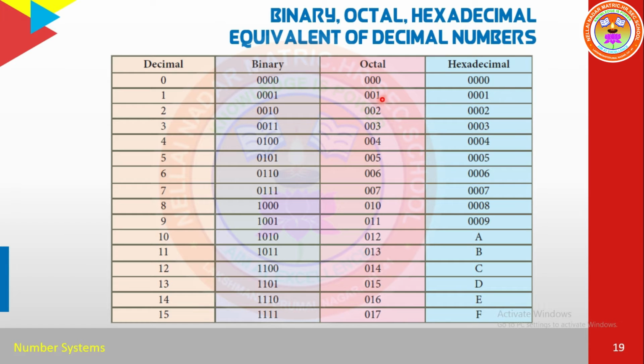Why? Because here it is 8 power 0, and here 16 power 0. So the first value is obviously 1. That's why in all three different types of number systems, the first value is 1.